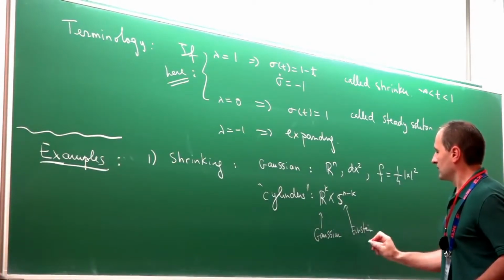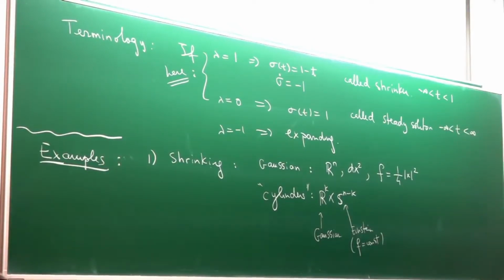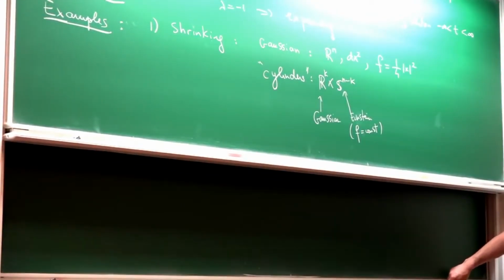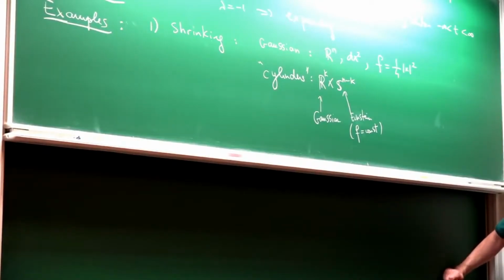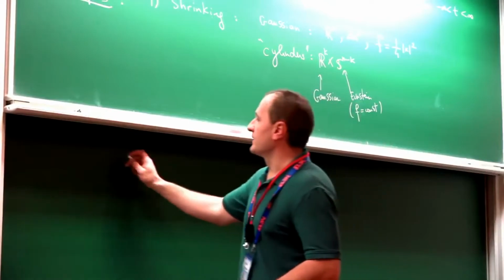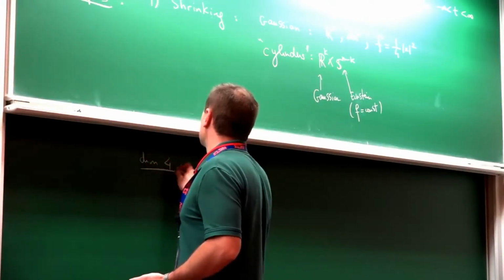So F is constant. Then it is a product, and it is a solution of the equation. So these are the trivial ones. It turns out in dimension 3, that's all. Dimension 2 and 3, that's all. In dimension 4 and higher, there are other examples. So let's just focus on dimension 4.